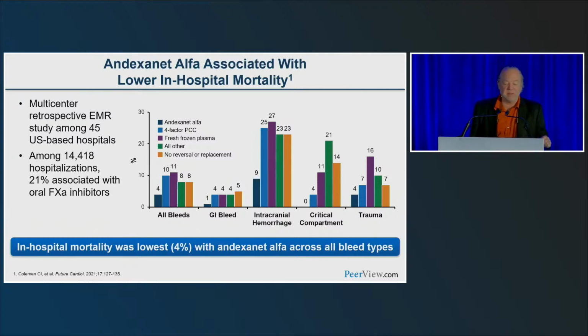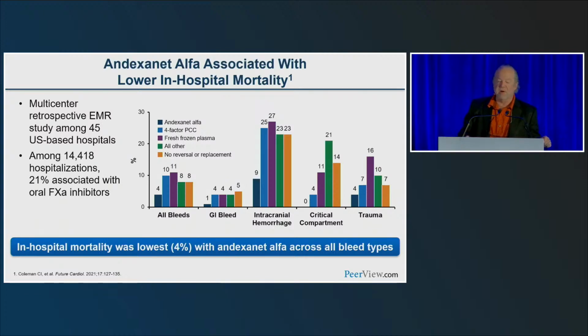But this is an important thing. This is Craig Coleman's study. He looked at a huge number of people, 14,000, and looked at outcomes. And this is the people who got Andexanet. That's that dark green color on the far left. You want to be the lowest line of all these: all bleeds, GI bleeds, intracranial hemorrhage. And Andexanet is there on every single one.